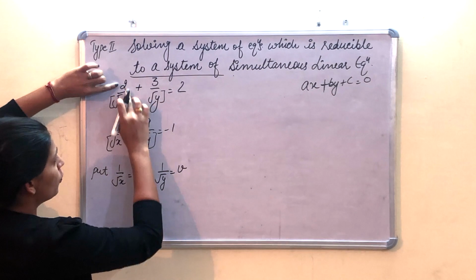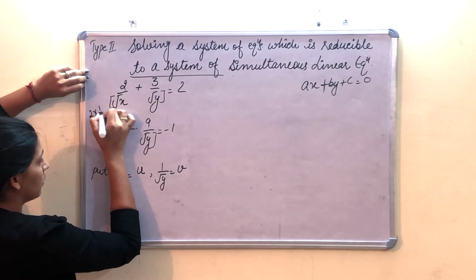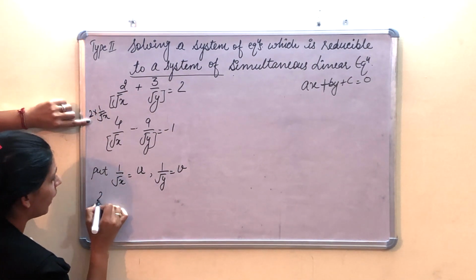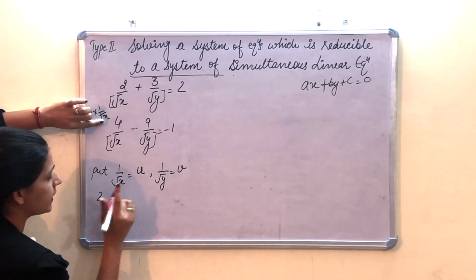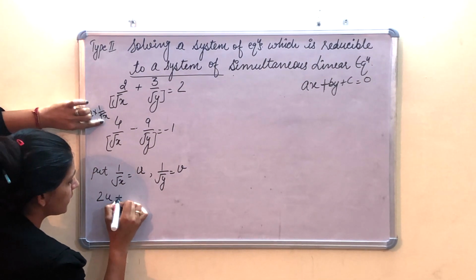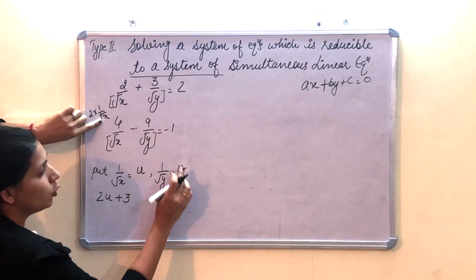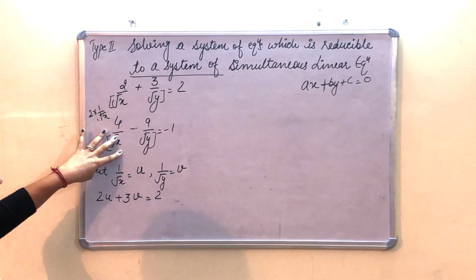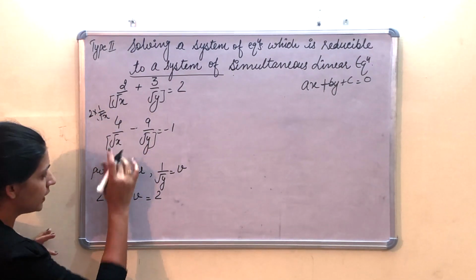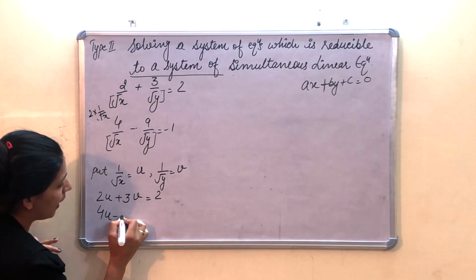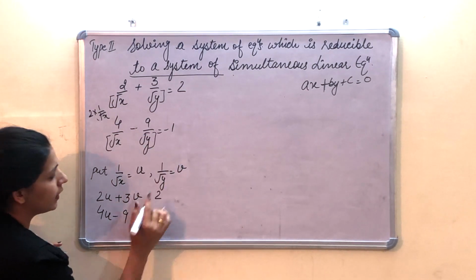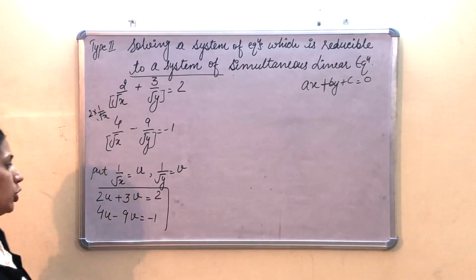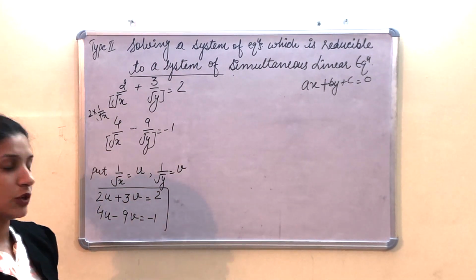Now we reduce these equations. It is 2 multiplied by 1 by under root x. So how do we write this equation? It is 2 as it is, and 1 by under root x is our u. Then plus 3, and 1 by under root y is our v, is equal to 2. Same for our second equation: 4 by under root x is 4u, minus 9, and 1 by under root y is our v, is equal to minus 1. These are our two equations in linear form.